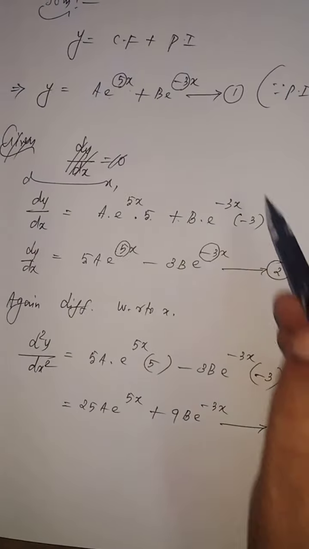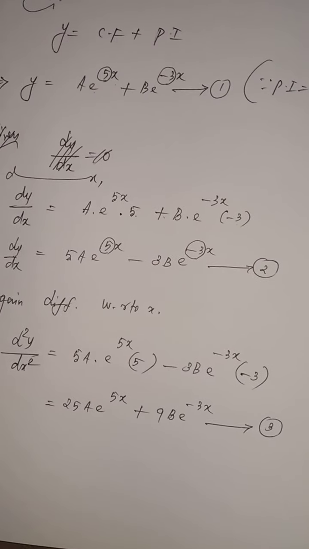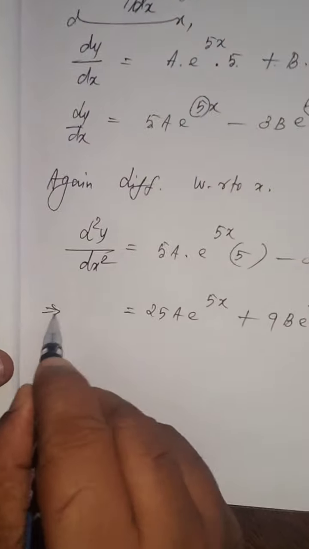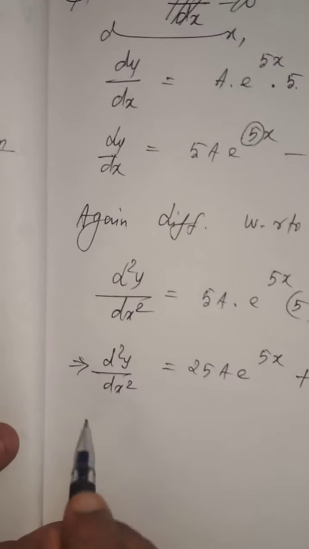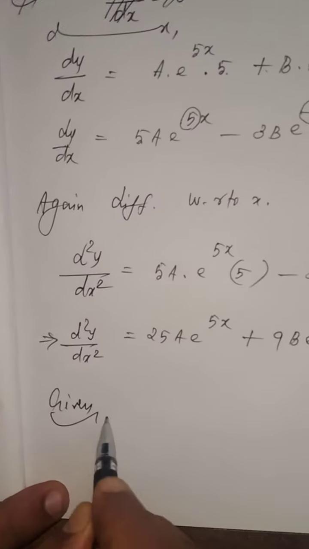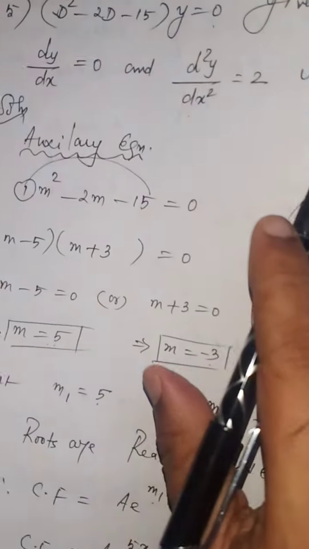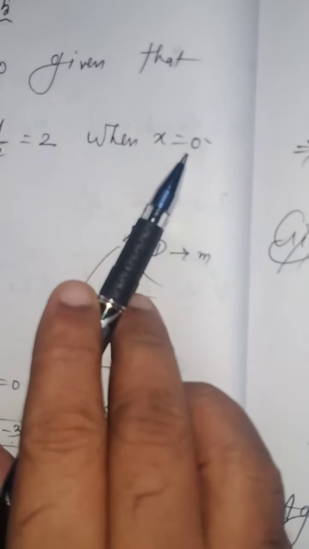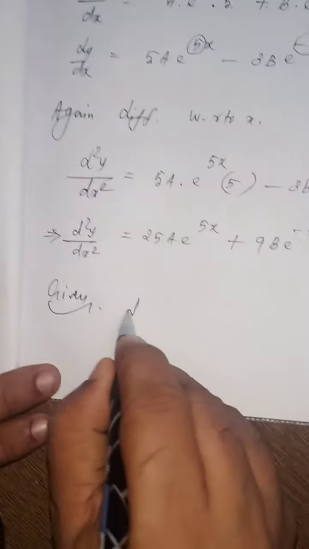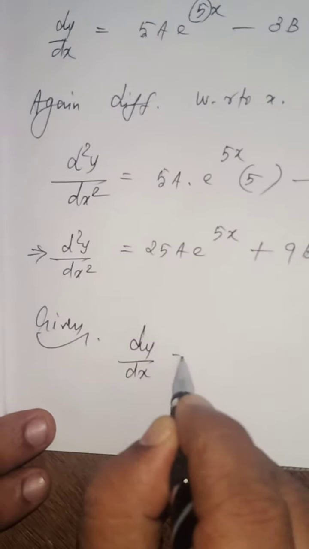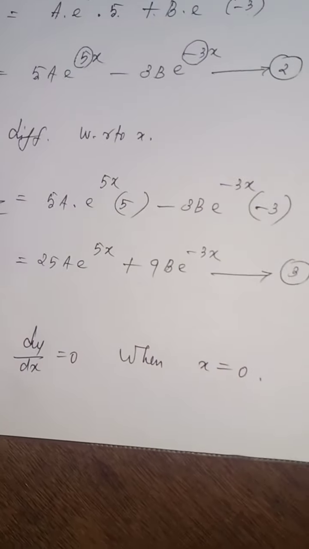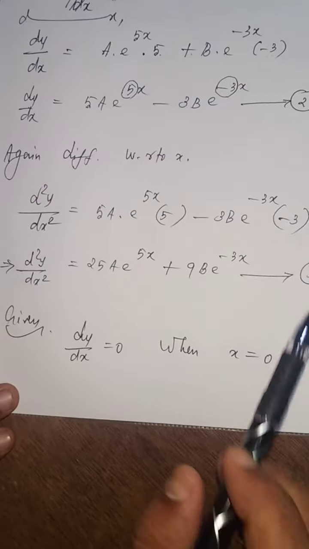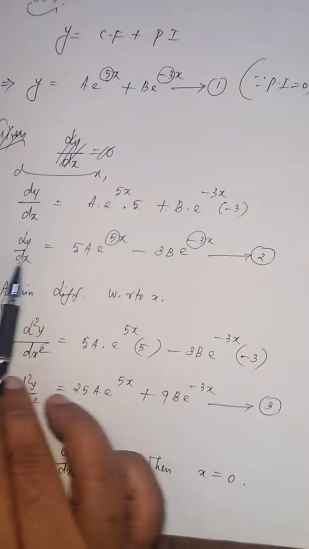Now we have 3 equations. This is d squared y by dx squared. Now, given dy by dx equals 0 when x equals 0. Substitute these two values in equation number 2. In equation number 2 only we have dy by dx.